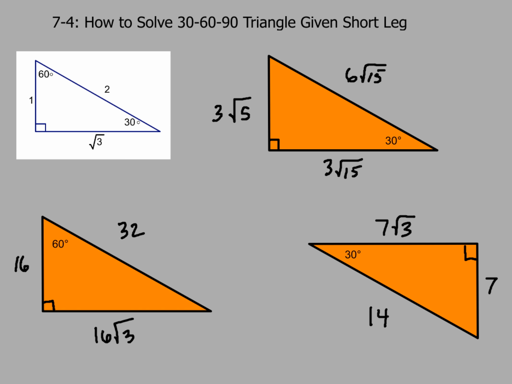All right, rock star, how'd you do? You got this? Pretty easy stuff by now. So this is just a quick introduction of how to solve 30-60-90 triangles when the short leg is the only piece you've got to start with.